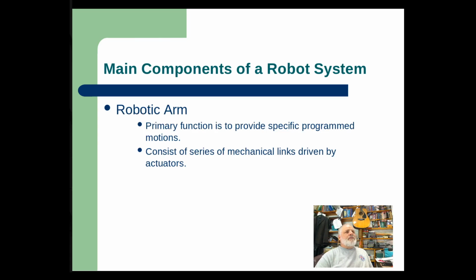Alright, so looking at the robotic arm, this is the part that when people think of robots, is what we think of: the part that's actually moving. The robotic arm's primary function is to perform specific programmed motions, and it consists of many mechanical links driven by actuators. And actuators, we'll look at in a little bit, basically take electrical or pressure energy and convert that into motion.